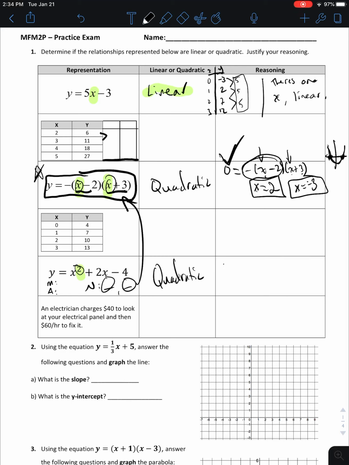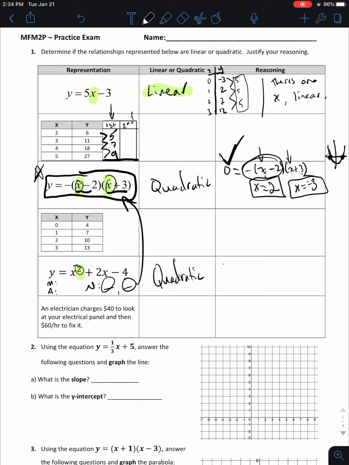And then we can create a table based off this. We'll go down the middle, right? So what's happening from 6 to 11? Well, I'm going to increase by 5, okay? And then I'm going to increase by 7. And then I'm going to increase by 7. Sorry, 9.